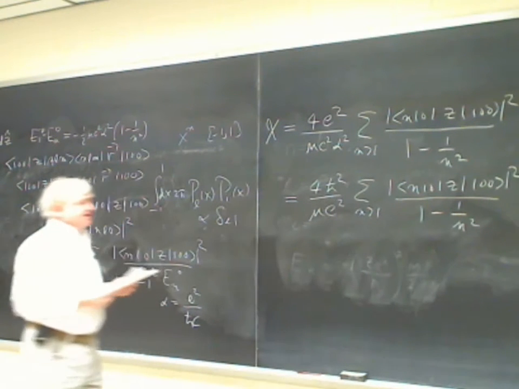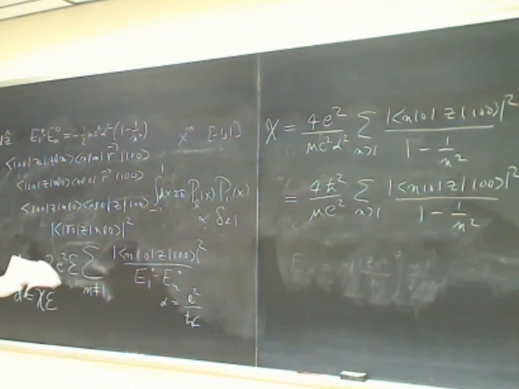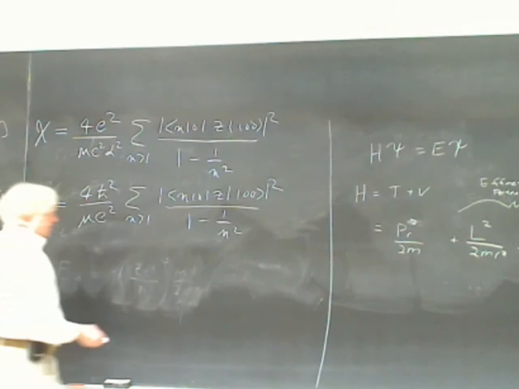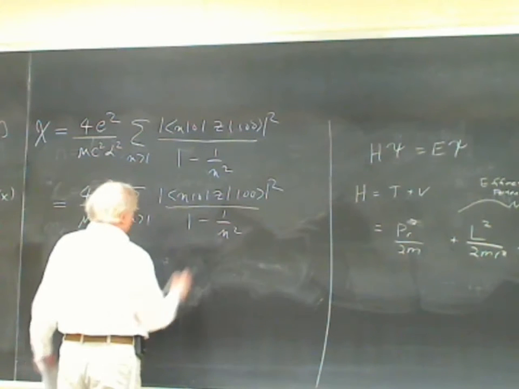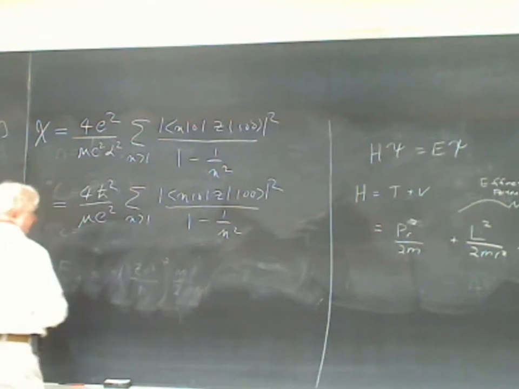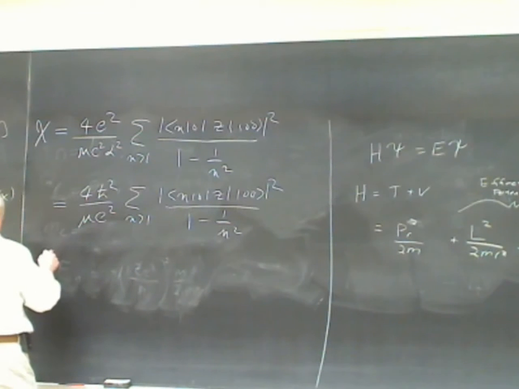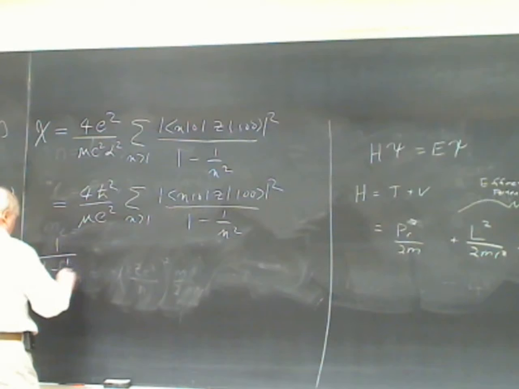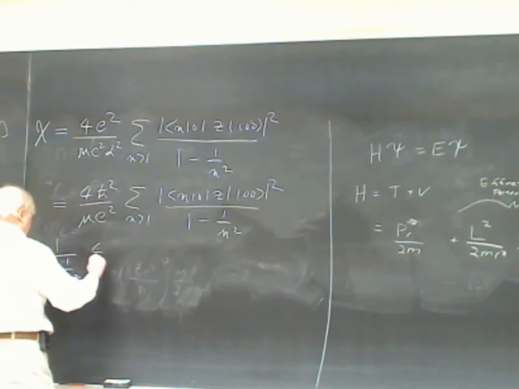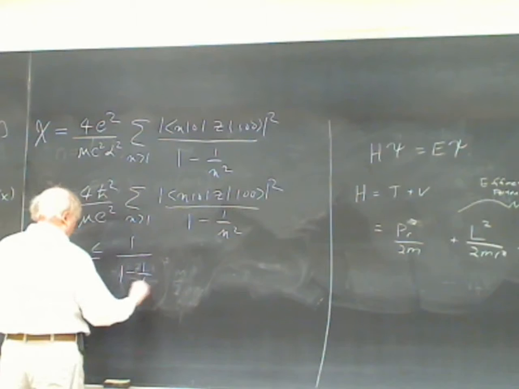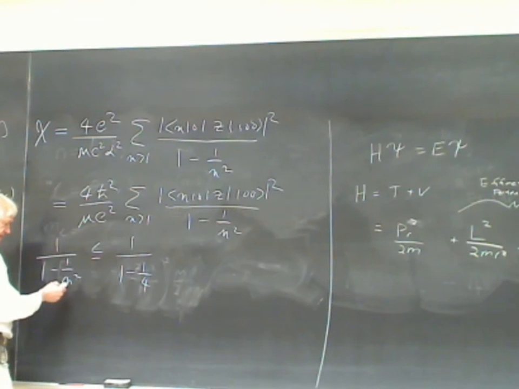All right, the next point is to say, well, we don't really need to compute this thing. You can get an upper bound on this. And so what we do is we say 1 over 1 minus 1 over n squared is less than or equal to 1 over 1 minus a quarter. In other words, n equals 2. If you go to n equals 3, then this thing becomes closer to 1.